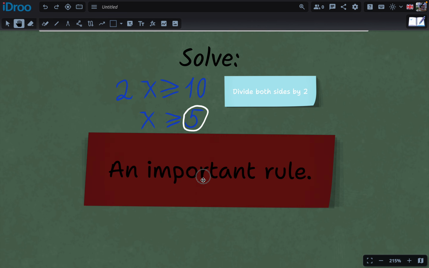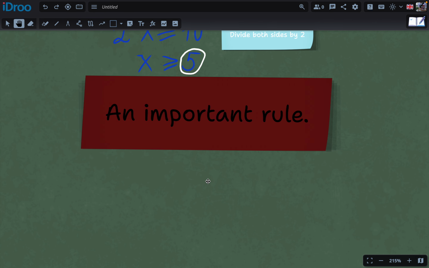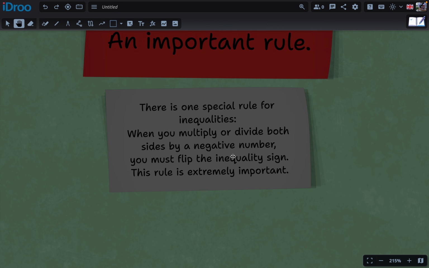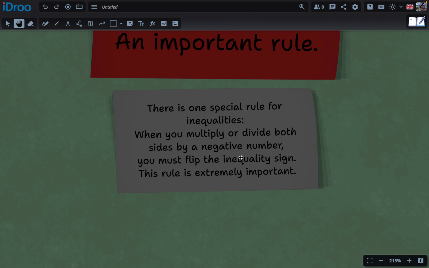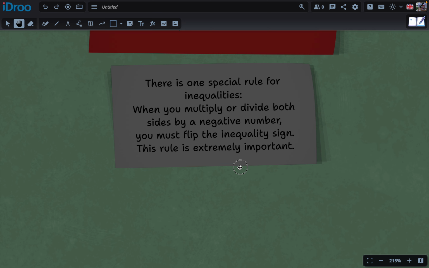So, one very important rule here. There is one special rule for inequalities. When you multiply or divide both sides by a negative number, you must flip the inequality sign.